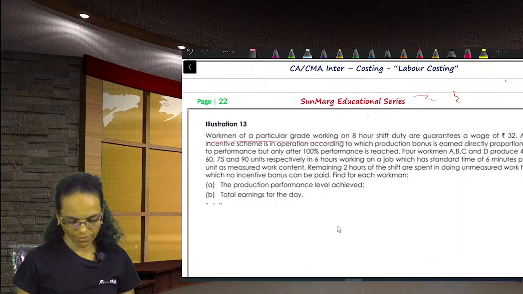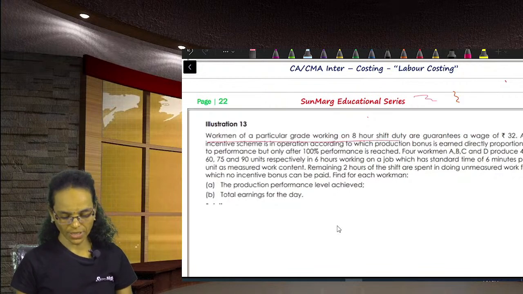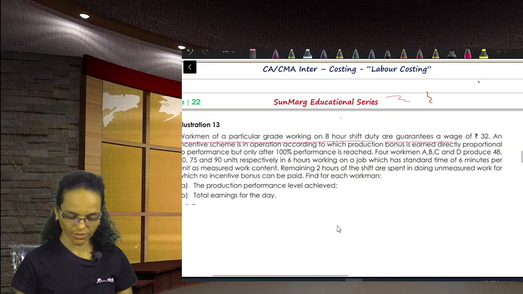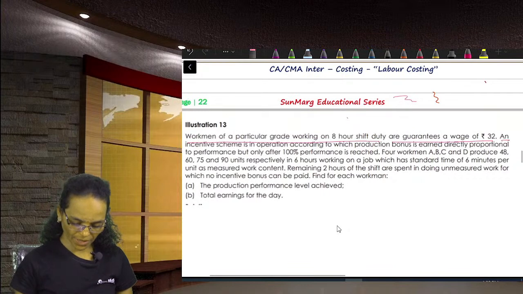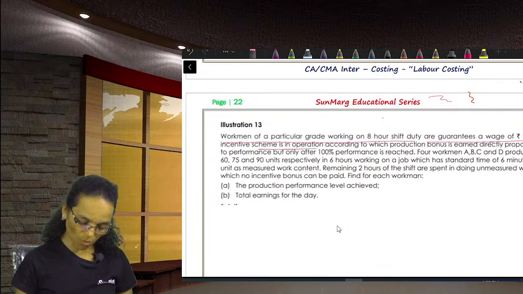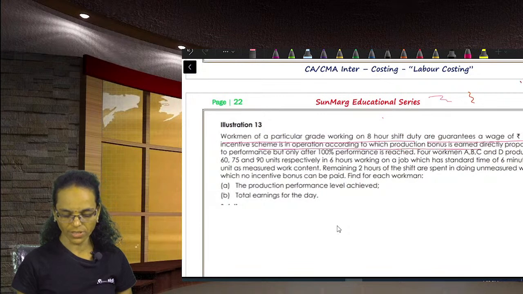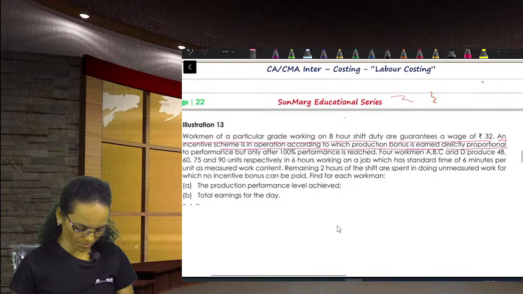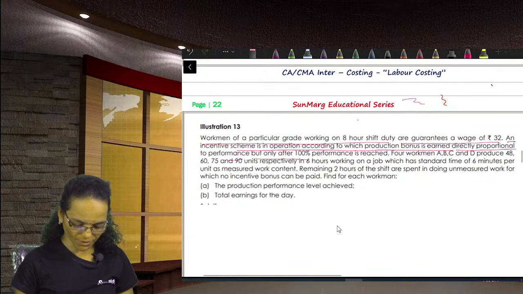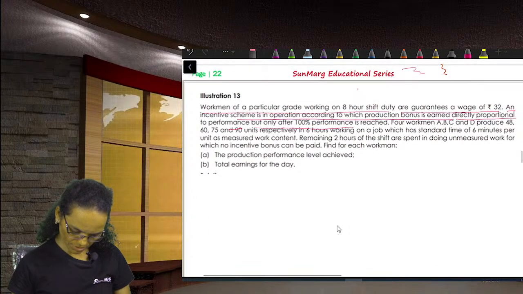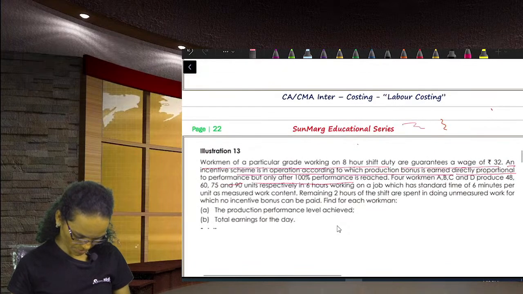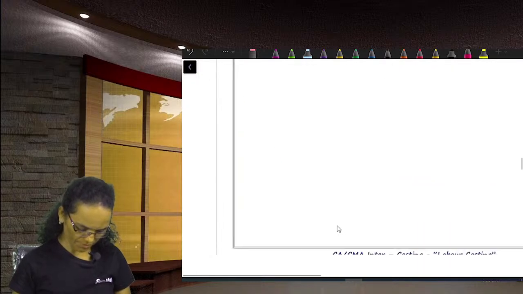Workmen of a particular grade working on 8 hours duty are guaranteed a wage of 32 rupees. 32 rupees is the guaranteed wage rate. An incentive scheme is in operation according to which production bonus is earned directly proportional to performance, but only after 100% performance is reached. I think this question is incomplete. Okay, we'll leave that question.